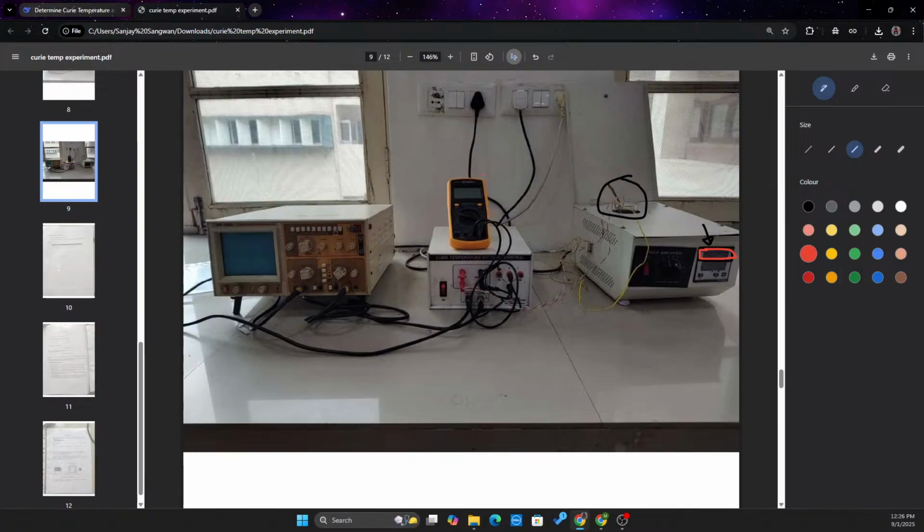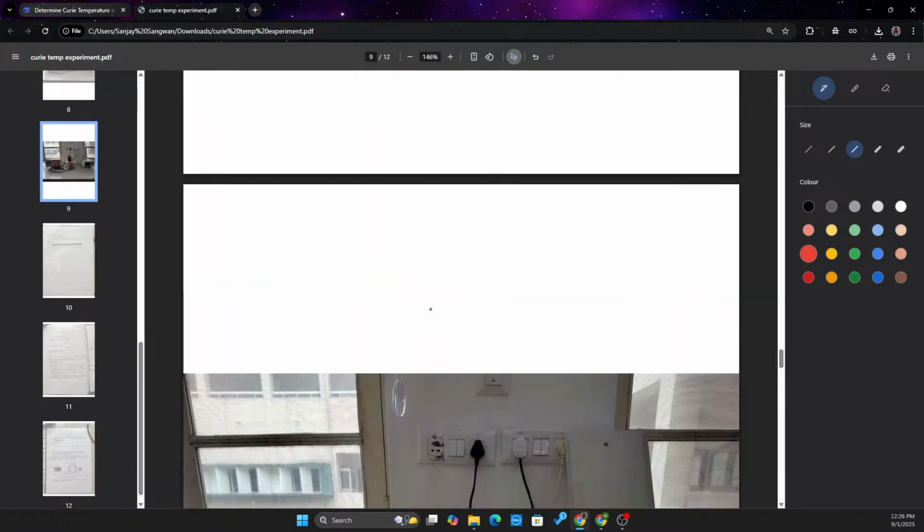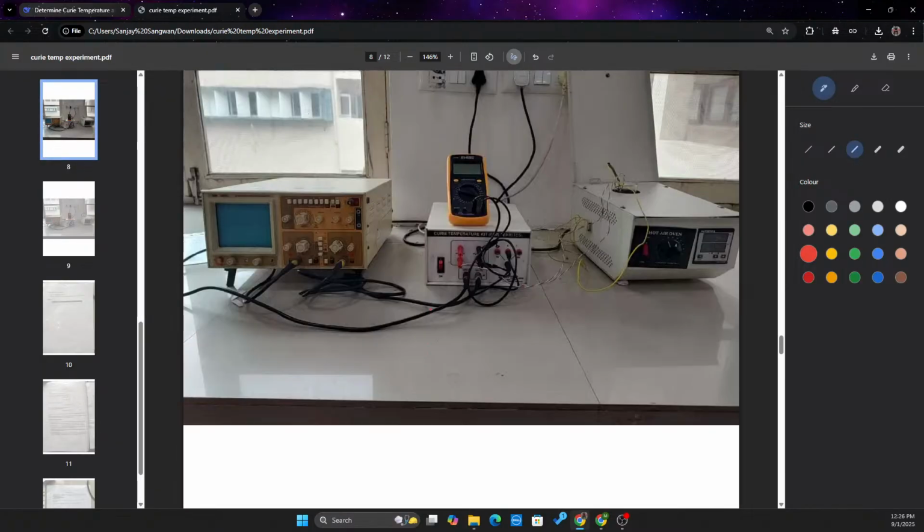Moving further, here is the voltmeter, using which we will measure the voltage. In this machine, we will get the hysteresis loop, which we will trace on the trace paper. Now moving further, we will be making the graph.